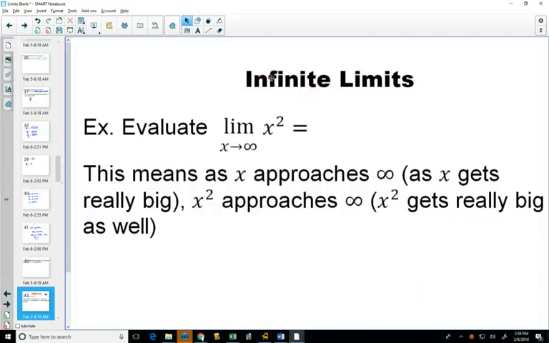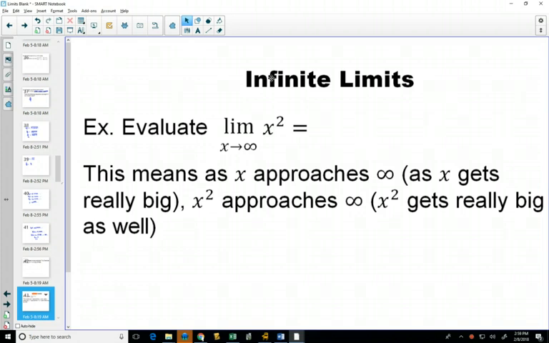Infinite limits. So now we're wondering what happens when x gets very, very large, as x approaches infinity. What happens to x squared?